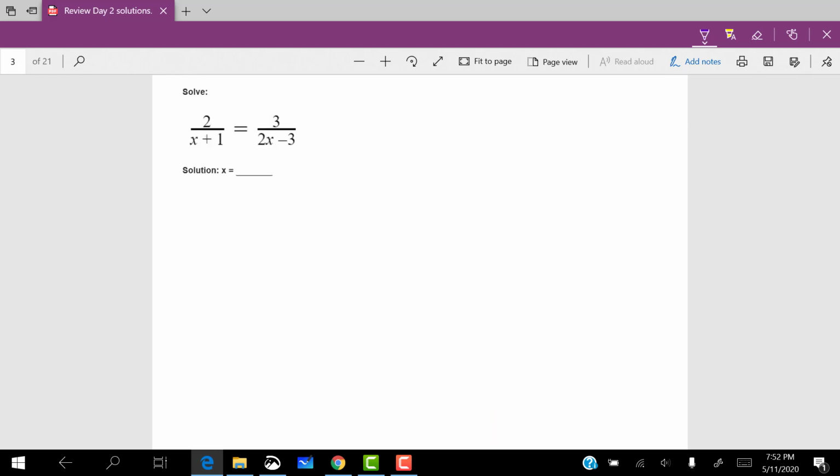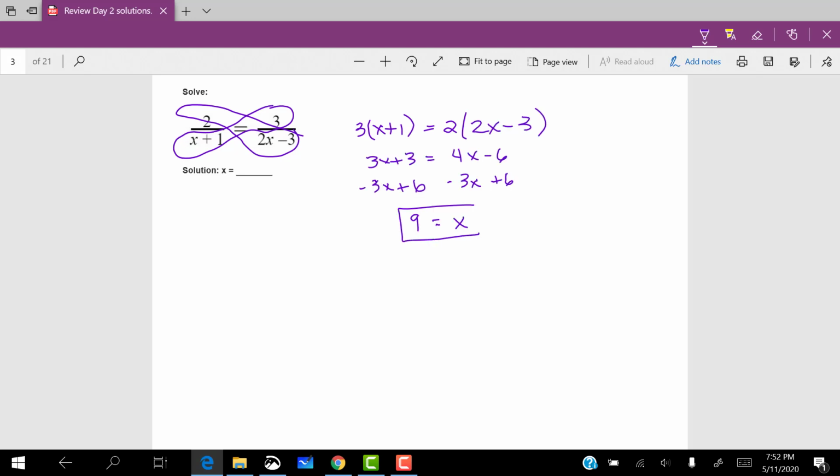Okay, there are several ways to solve this one, but I think the easiest way is to go ahead and cross multiply, which we can do when we have a proportion like this. So I'm going to do 3 times x plus 1 and 2 times 2x minus 3. And I've got x equals 9.